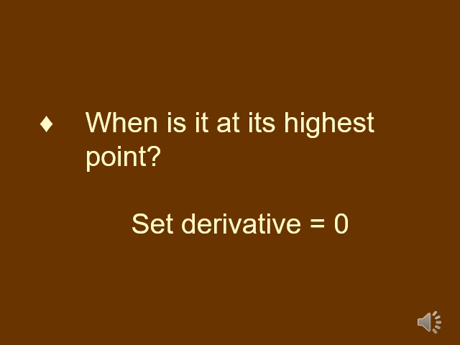Another fairly common question is when an object is at its highest point. Highest or maximum value always happens when the derivative is equal to 0. So that's what you do. You set the derivative equal to 0, solve for t, and whatever the answer is, that's going to end up being when it's at its highest point.